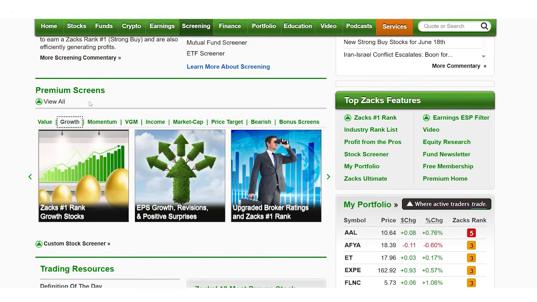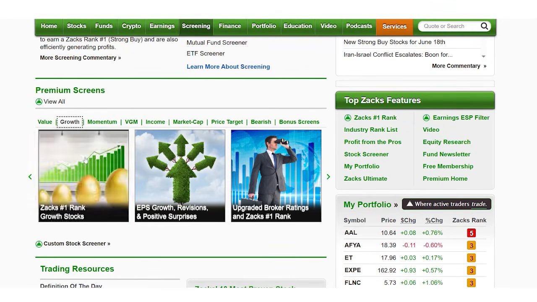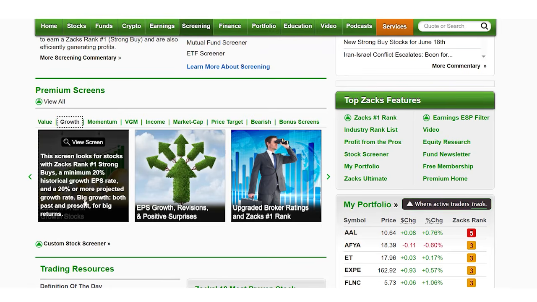So we've got lots of different ways to screen for stocks. These are some of the premium screens. Let's see, we've got some growth ones. So you can see this screen looks for stocks that have Zacks Rank 1 Strong Buys, a minimum of 20% growth in earnings, and a 20% or more projected growth rate.